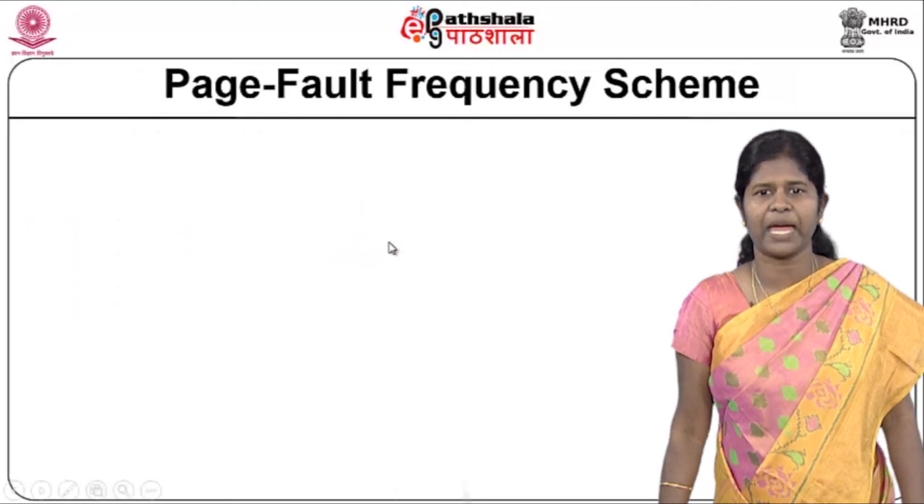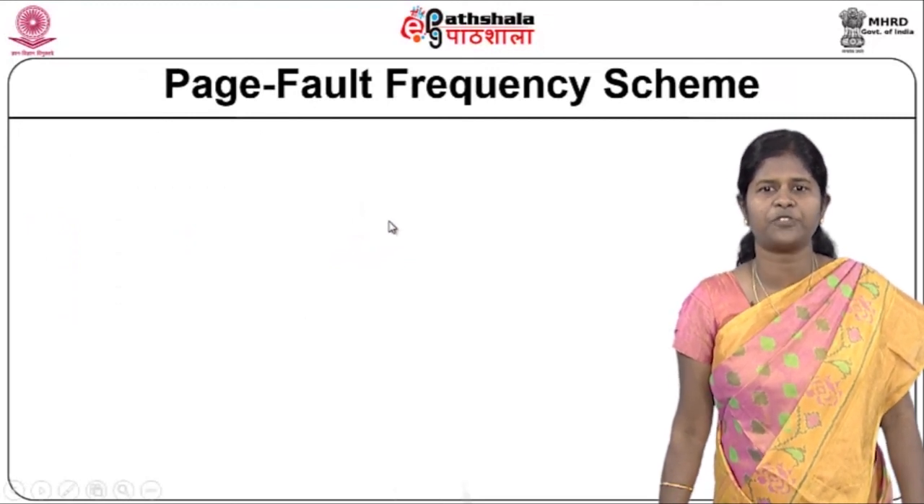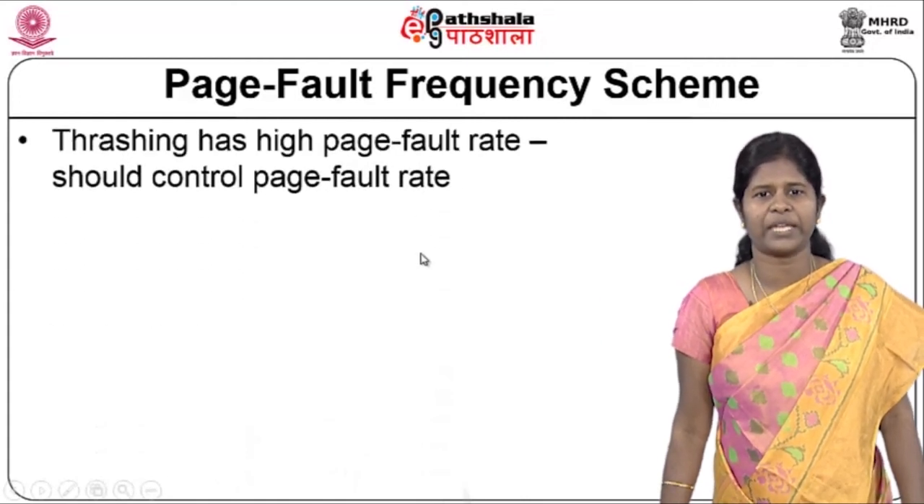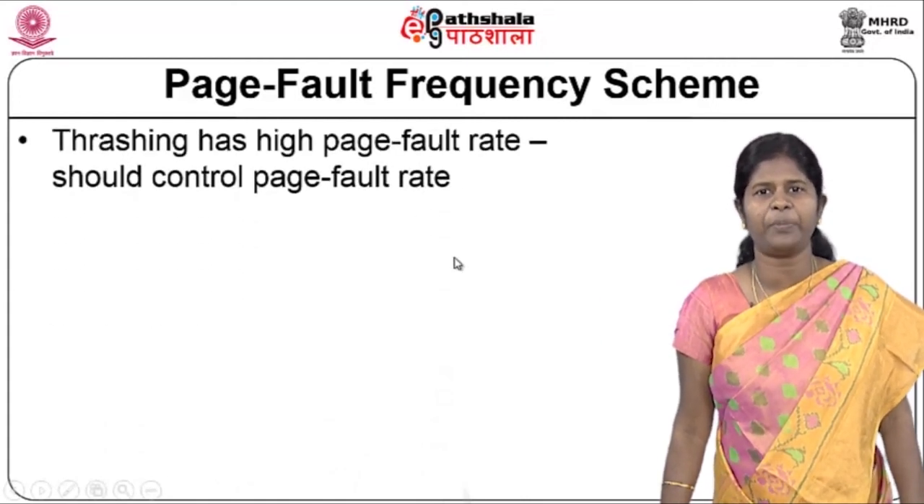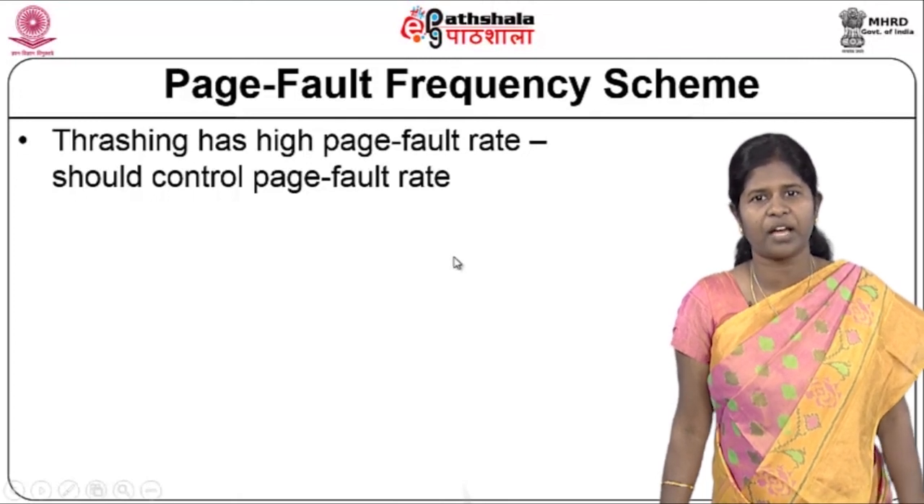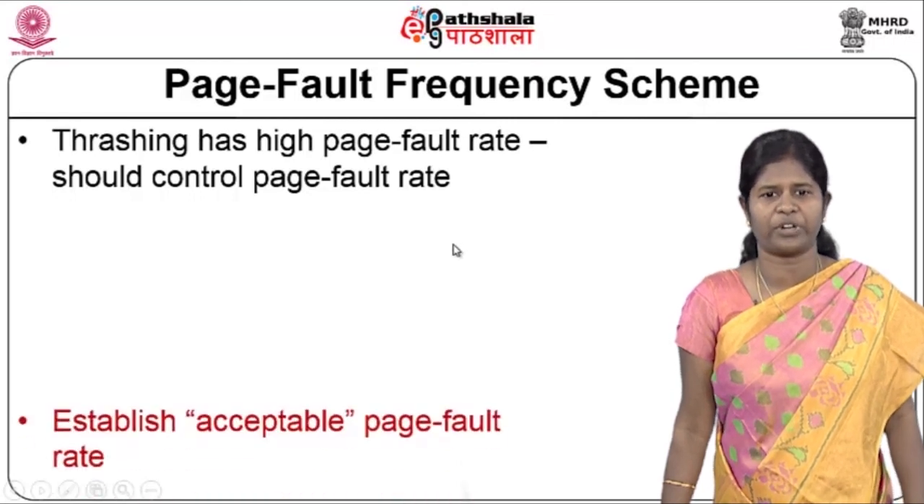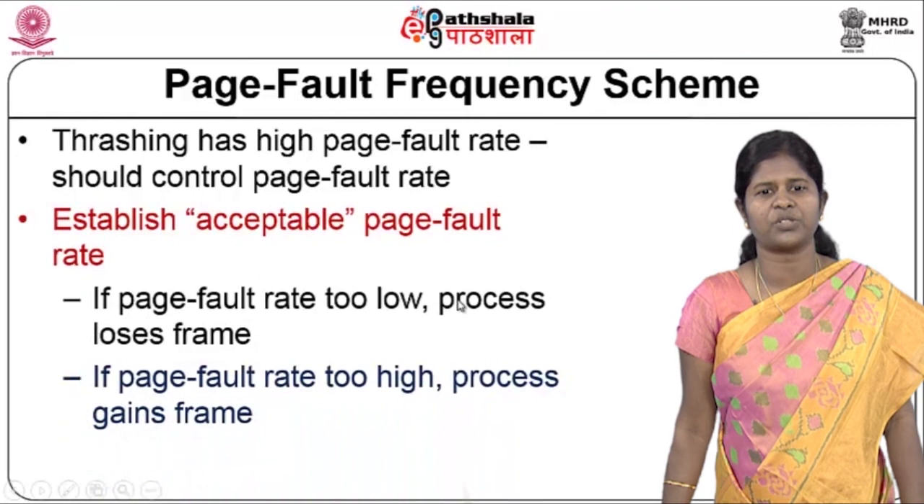And the second mechanism is the page fault frequency scheme. In the page fault frequency scheme, you look at the page fault rate. Why does thrashing occur? Thrashing occurs because there is a high page fault rate. So, you need to control the page fault rate. How do you control the page fault rate?